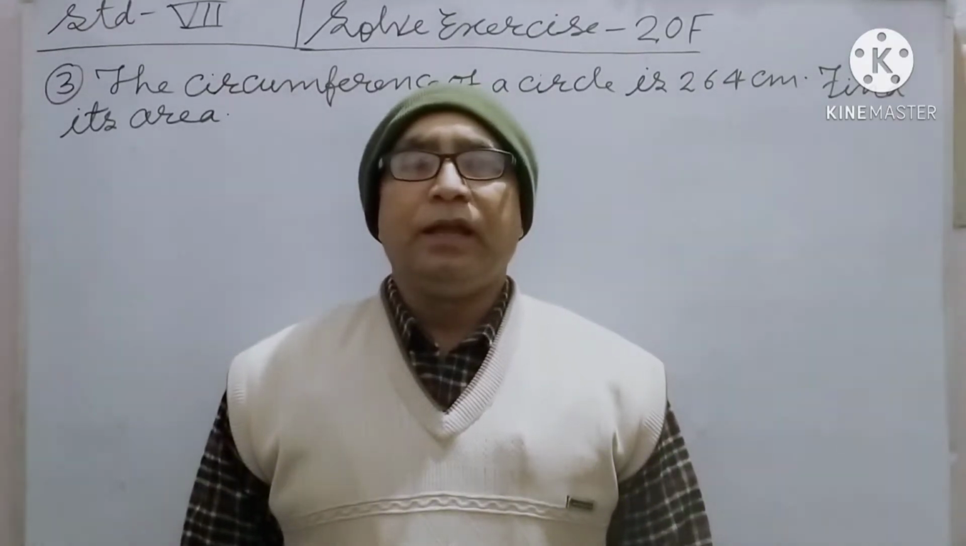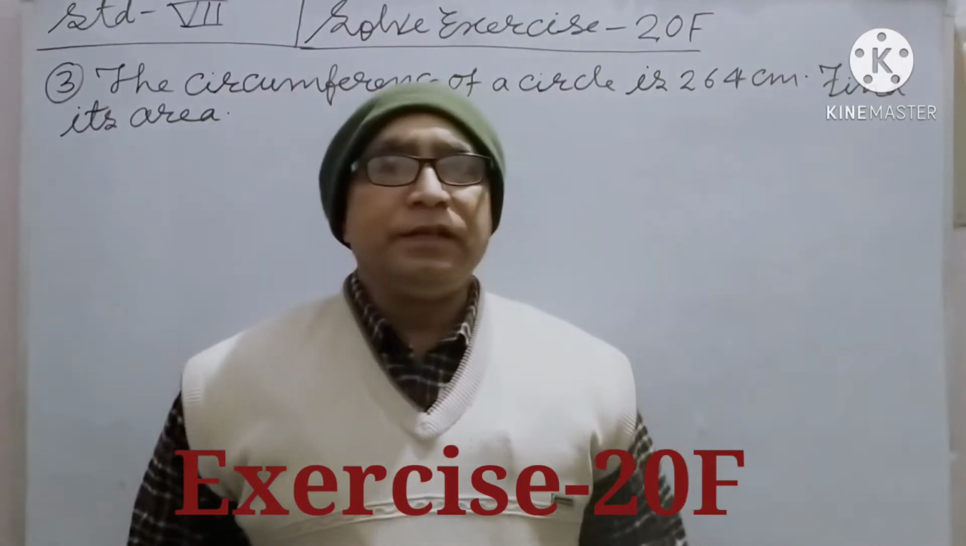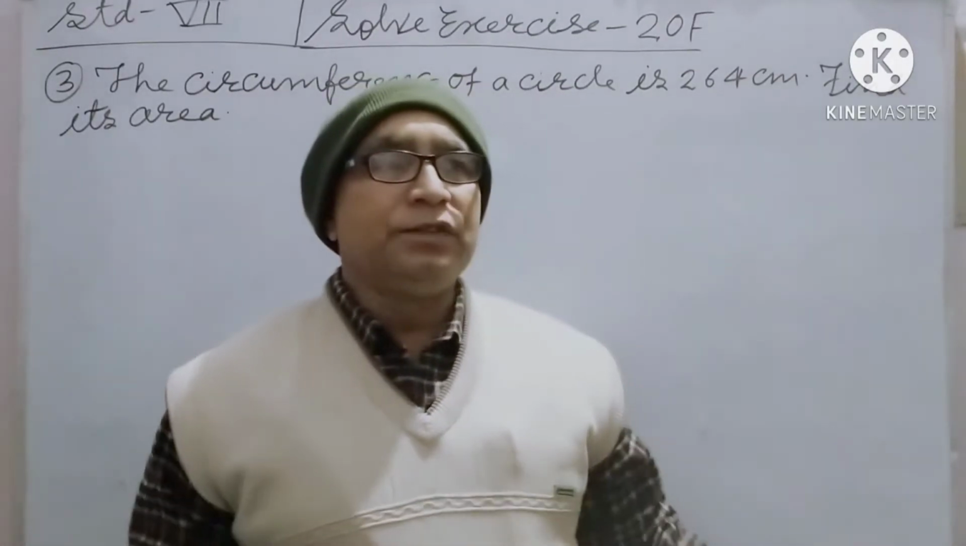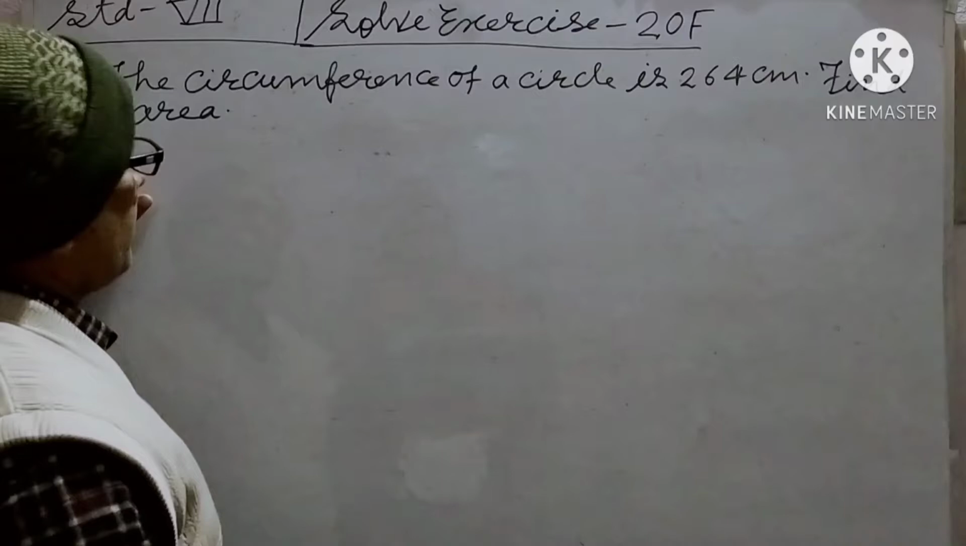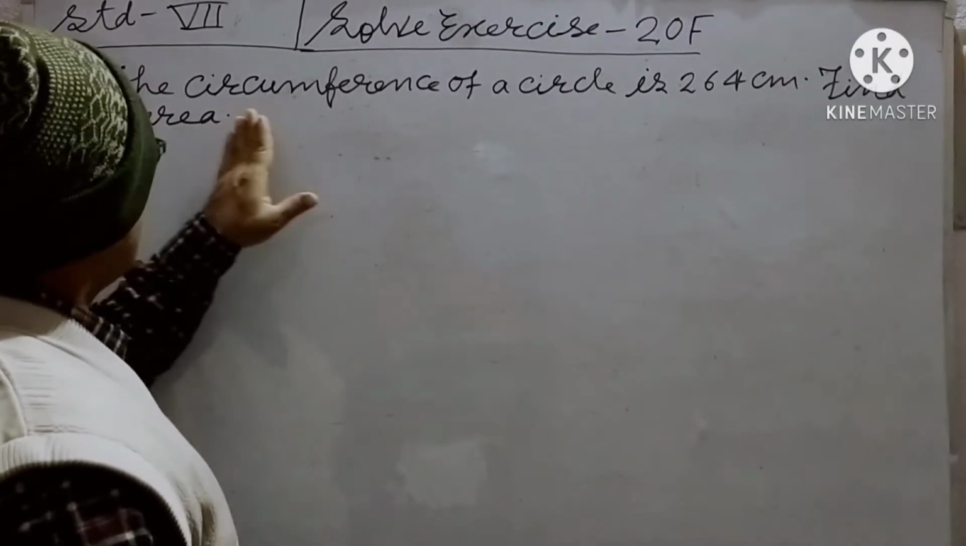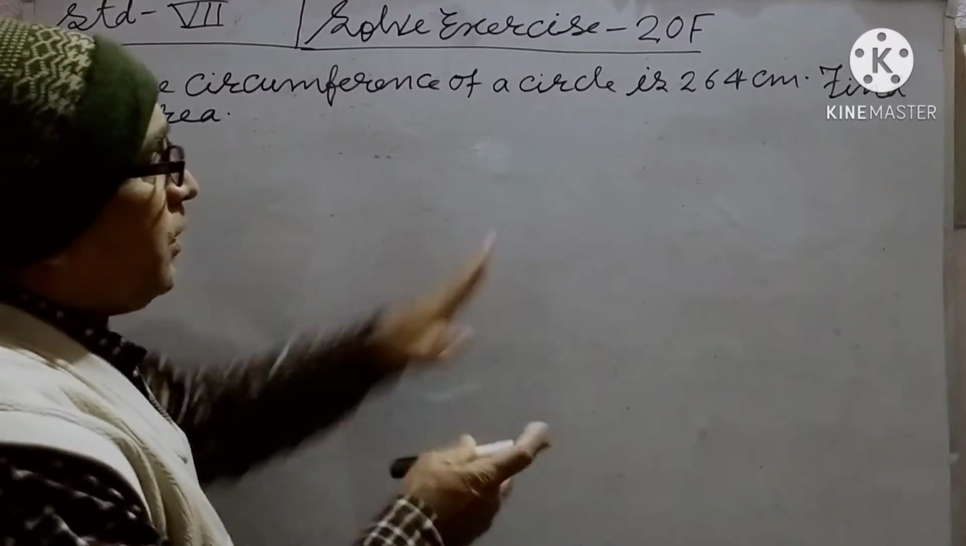Students, today I shall solve exercise 20F. In this exercise, I shall solve finding the area of a circle. Question number 3 is written here. The circumference of a circle is 264 cm.